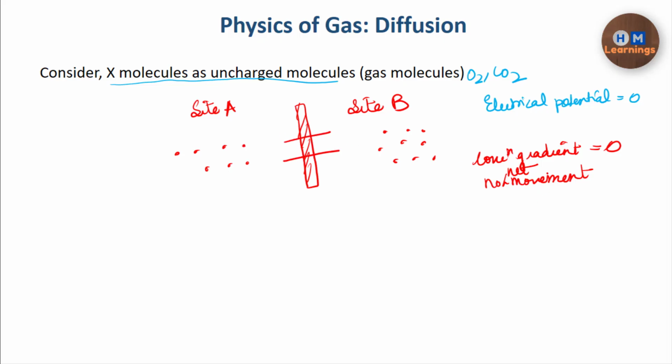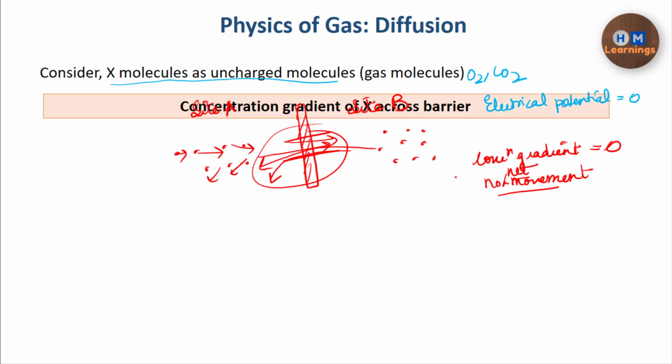So no net movement means what? It means that when the barrier is open, they are exerting random motion. By that motion, it is possible that some molecules from site A will go to site B and some molecules from site B will come to site A. But overall, at the end of some time, there will be no net movement because the number of X molecules at site A and at site B were both equal. So that is how there will be no net movement at all.